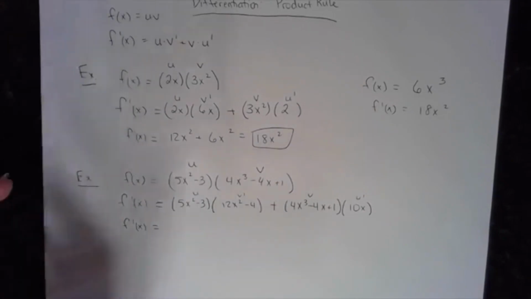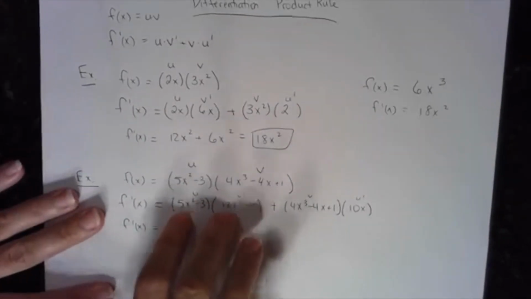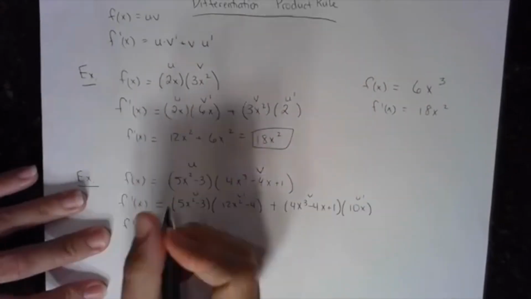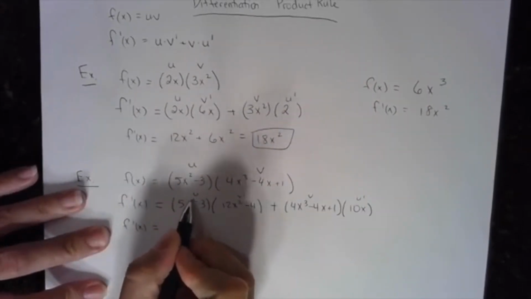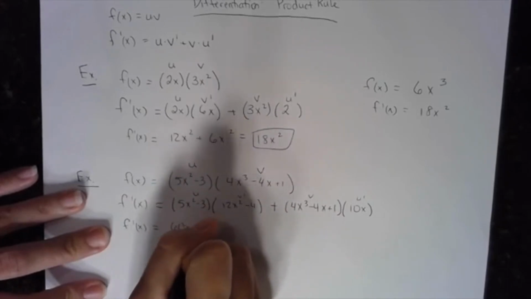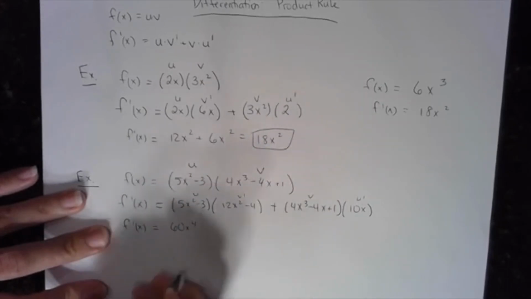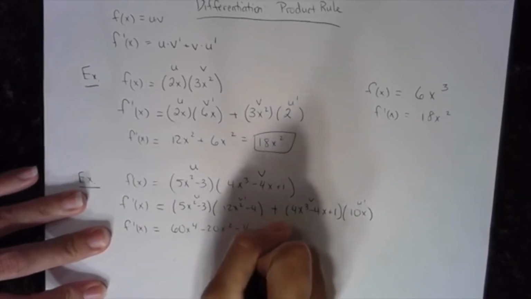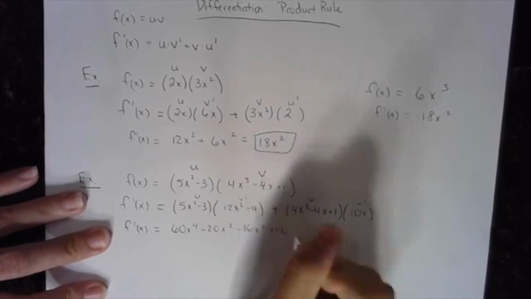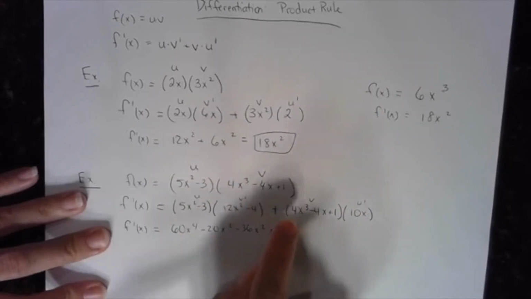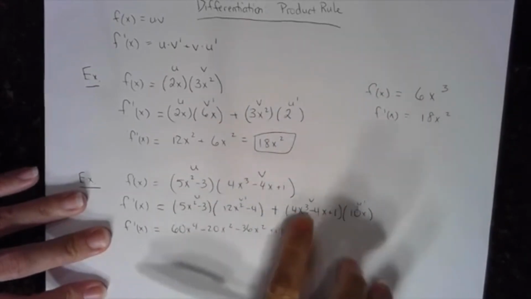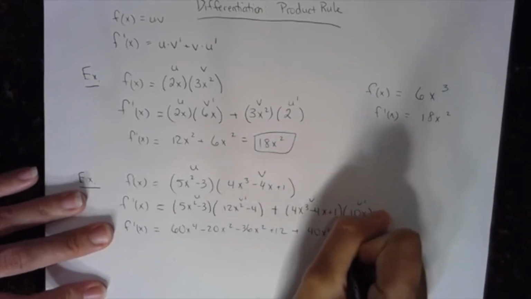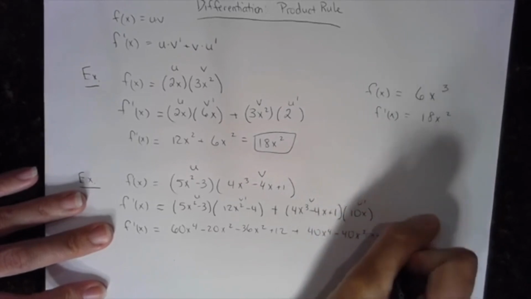Okay, now to simplify this, we need to multiply these and combine like terms. So I have a FOIL situation here. I'm going to just go ahead and do this fast. 5x squared times 12x squared is 60x to the fourth. 5x squared times negative 4 is negative 20x squared. Inner, I get negative 36x squared. And last, plus 12 for the first product. Plus, this 10x is going to distribute here. I get 40x to the fourth minus 40x squared plus 10x.